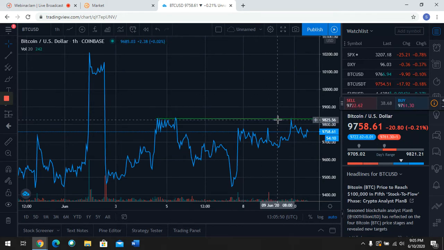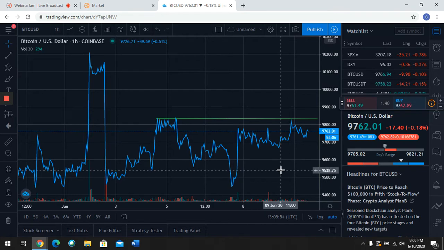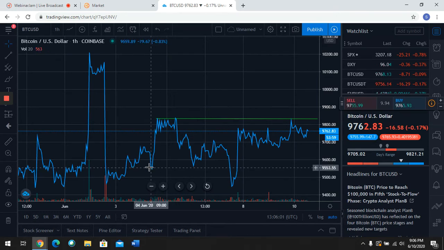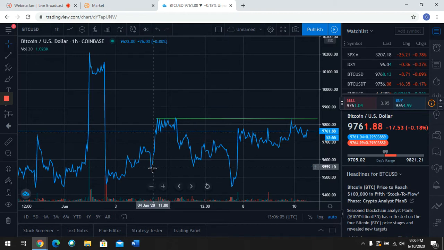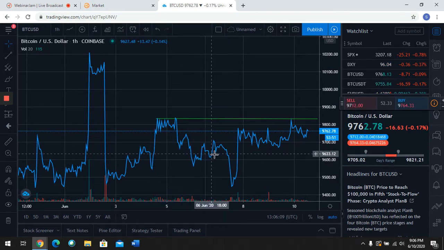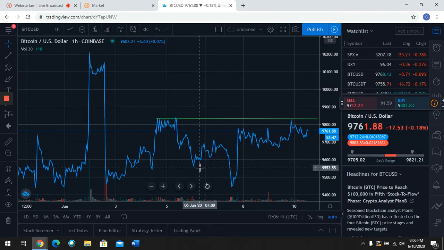Okay. So now I'm going to draw the support level. So how do I see the support level? I will look whenever there is a price dip. There is a dip here and the price moves up. So basically we can take that as our first point of support level.